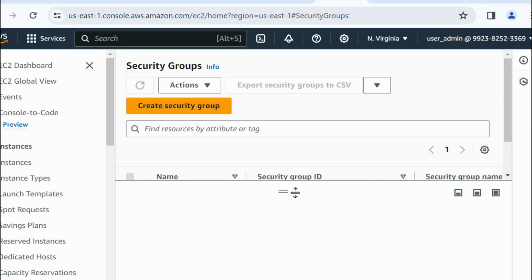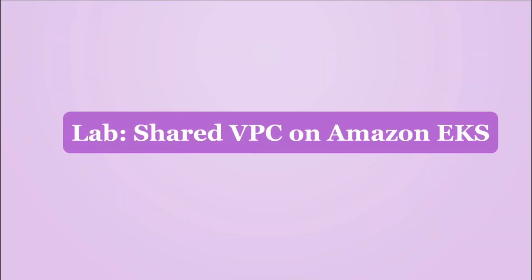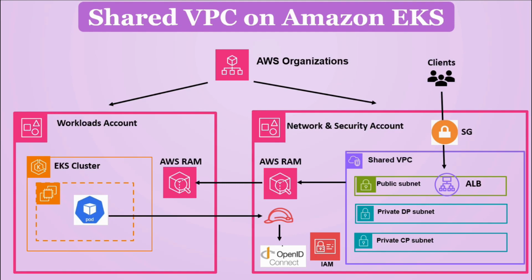And since the load balancer is created in the secondary account, we have to create the IAM role in this account and also the OIDC provider in this account. Okay. So with that, we conclude the lab on Shared VPC and Amazon EKS. Just to recap, this is the architecture that we have built. Two accounts, EKS cluster in the first account, VPC and load balancer in the second account, and shared between these two accounts using the Resource Access Manager.